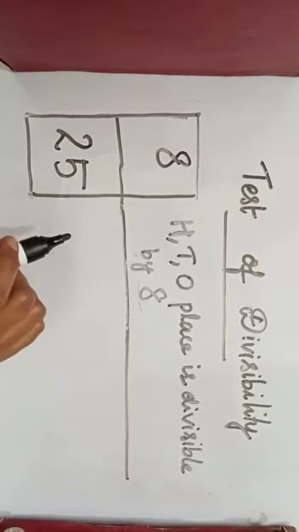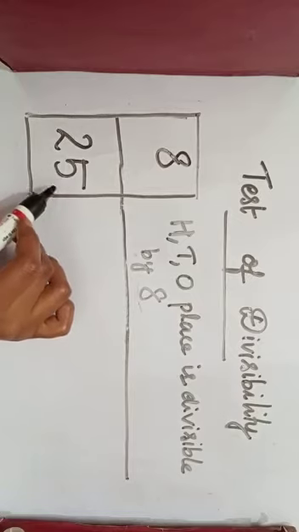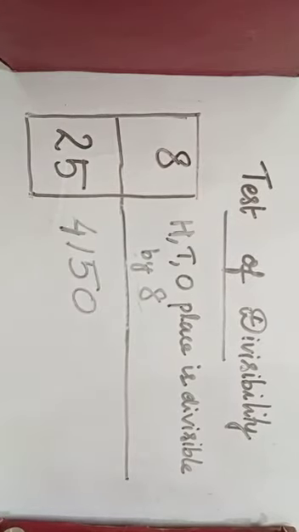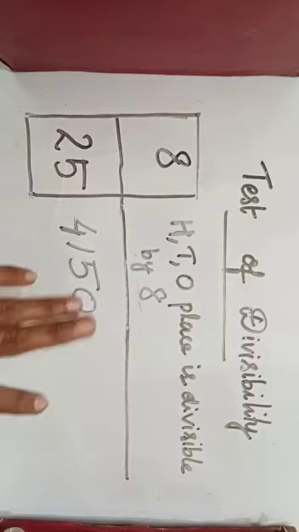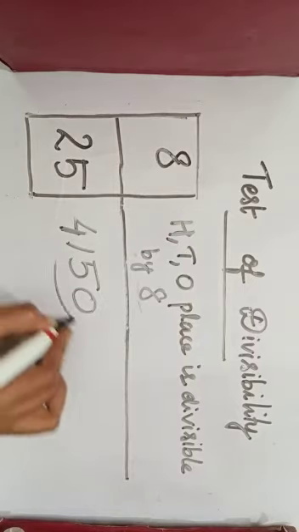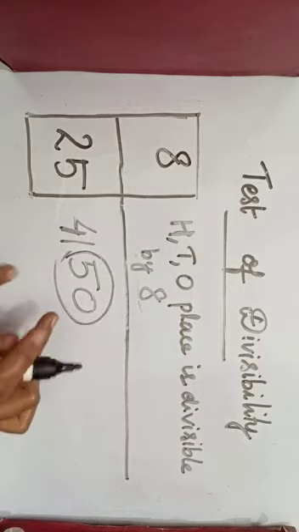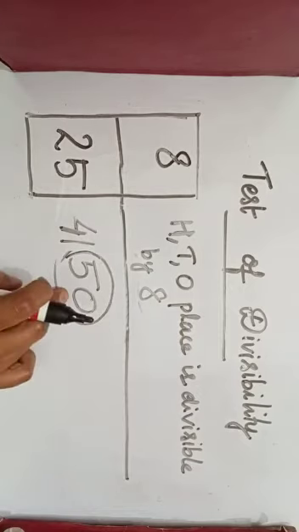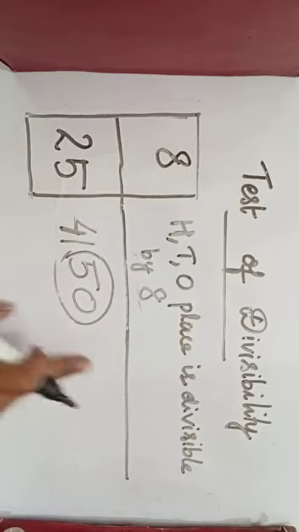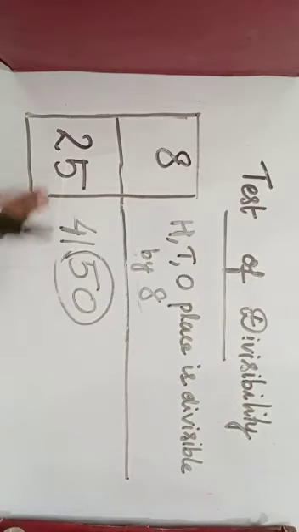Okay. Next we are going to check the divisibility test in case of 25. Here we can take the number 4,150. We can check whether this number is divisible by 25. We can check only the last 2 places, the ones place and tens place of the number. We can check whether this number 50 is divisible by 25. Then we can say that the number 4,150 is divisible by 25.